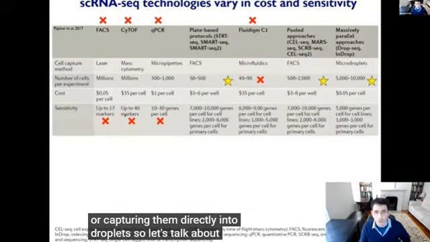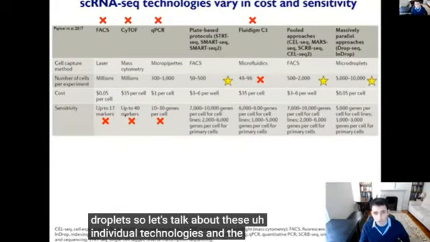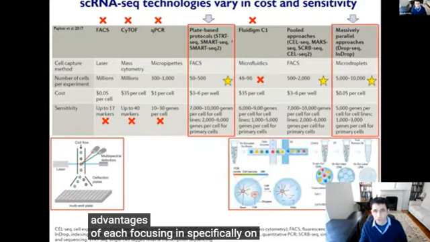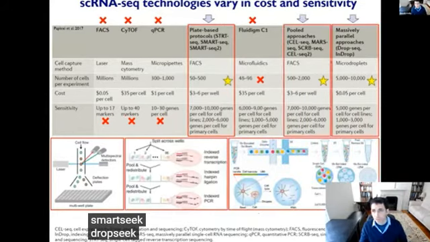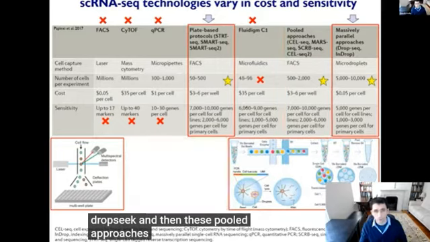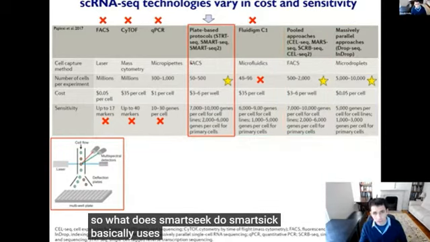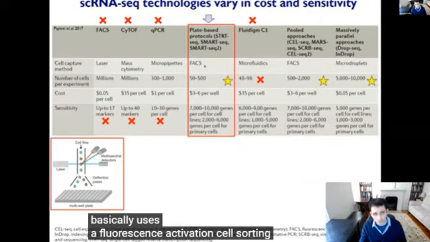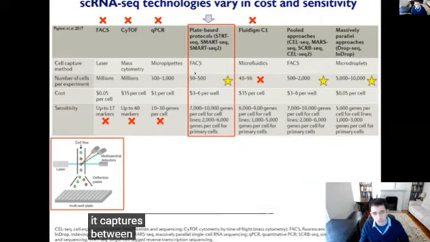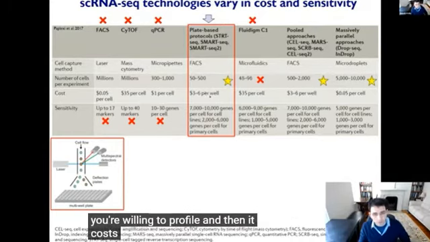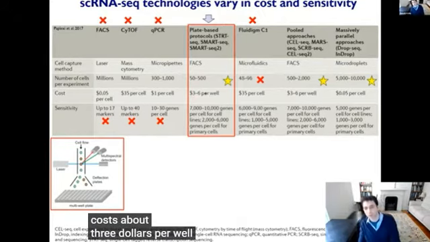So let's talk about these individual technologies and the advantages of each, focusing specifically on SmartSeq, DropSeq, and these pooled approaches. So what does SmartSeq do? SmartSeq basically uses fluorescence activated cell sorting. It captures between 50 and 500 cells based on how many wells you're willing to profile. And then it costs about $3 per well.